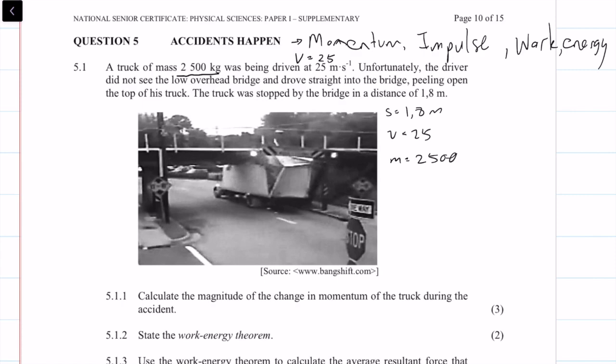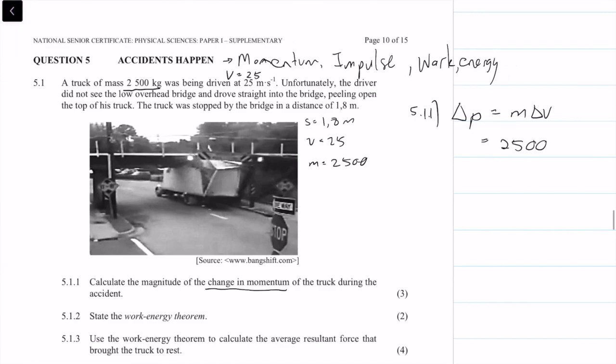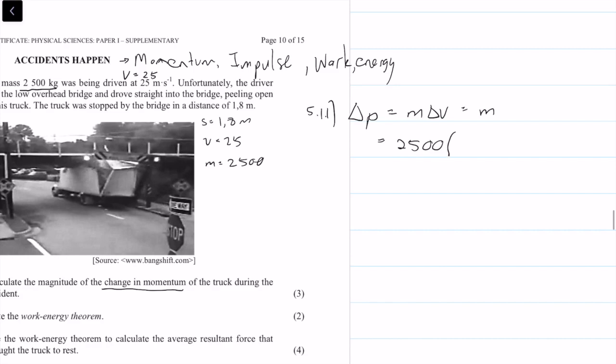Okay, so question 5.1.1. Calculate the magnitude of the change in momentum of the truck during the accident. So we're looking for change in P, or change in momentum, which is equal to our mass times the change in velocity, which is equal to our mass, 2,500, times the change in velocity. Let's write this as velocity final minus velocity initial. So this truck is stopped, right? So the velocity final is 0, and the velocity initial was 25.